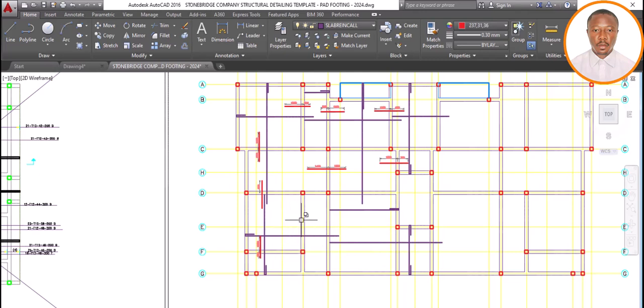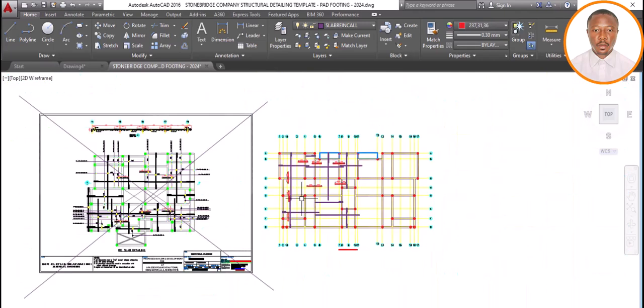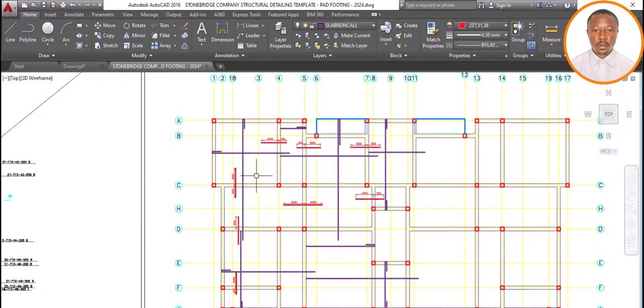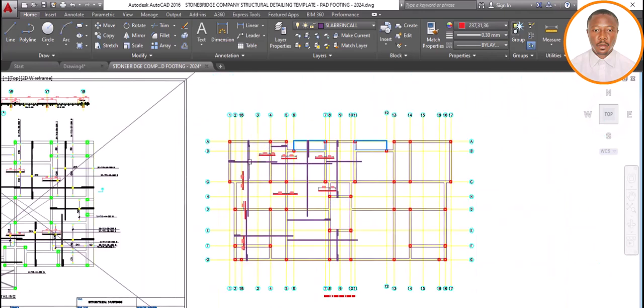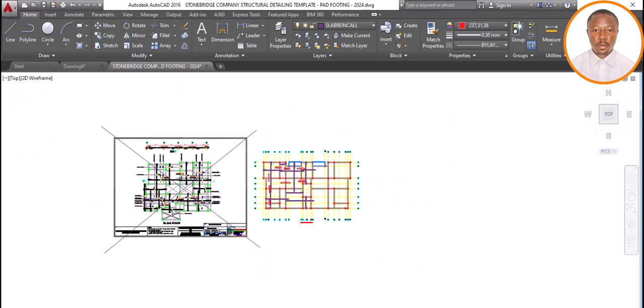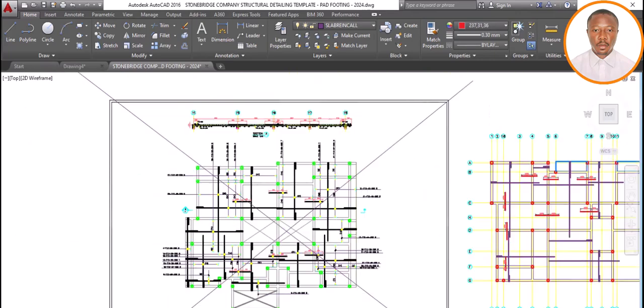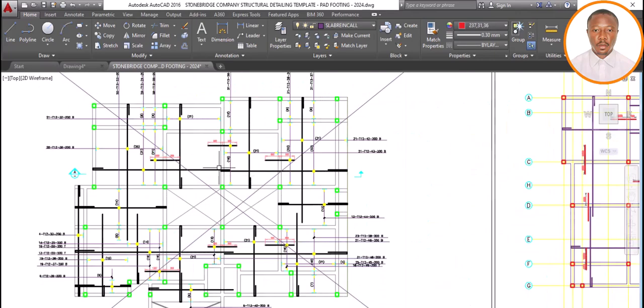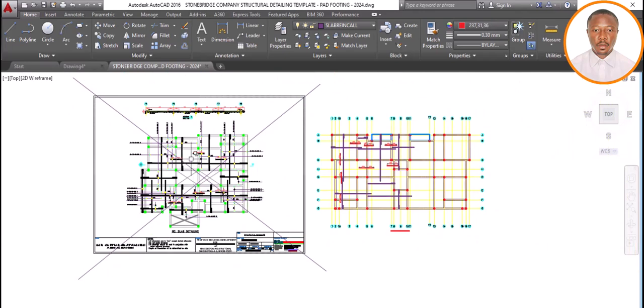So I think we are done with this class, part 2 of this. See you next time when we'll be talking about part 3 of this slab detailing, which is the call out of our reinforcement, both top and bottom. We will see how we can call out all these reinforcements so cleanly and nicely. When we come to part 3, we will see how we make use of this example given to us by STONEBRIDGE to detail these out.